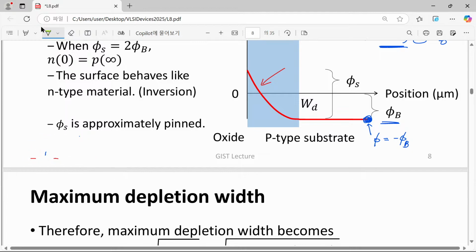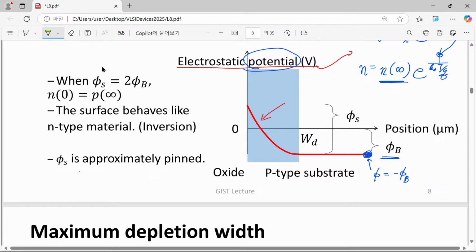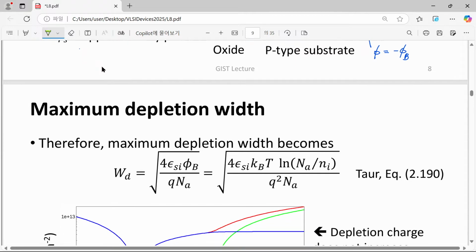Okay, so now in this case, since we have parabolic behavior, if we go to even higher surface band bending, then we will have a wider depletion region, and if we go to even higher band bending, also we will have a wider depletion region. However, we have a maximum depletion width.